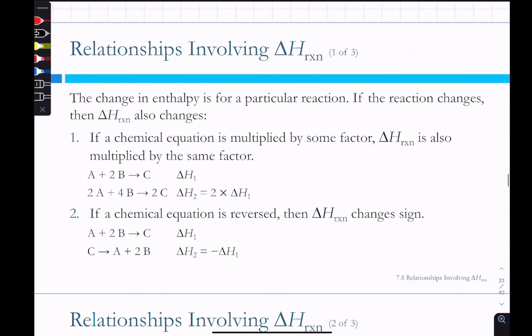All right. Okay, so the change in enthalpy for a particular reaction.